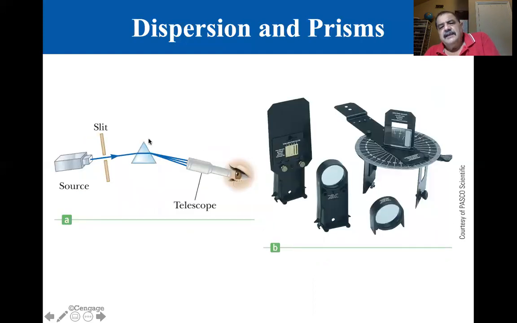We use that in things like a spectrometer. Here, this is a diagram of a prism spectroscope. The colors of the spectrum are viewed through a telescope, and the prism spectrometer within. They're showing you a prism spectrometer with different components. So this is a prism spectrometer.